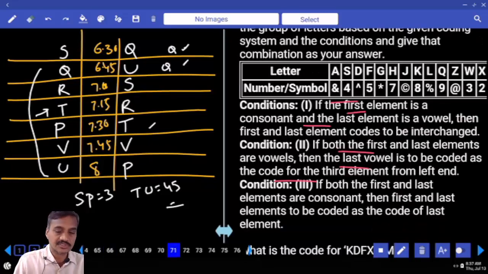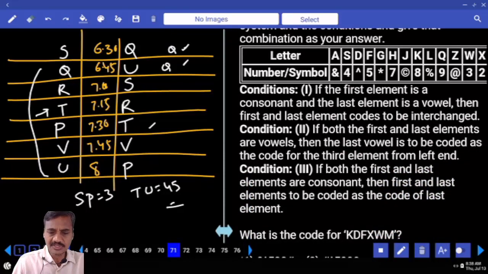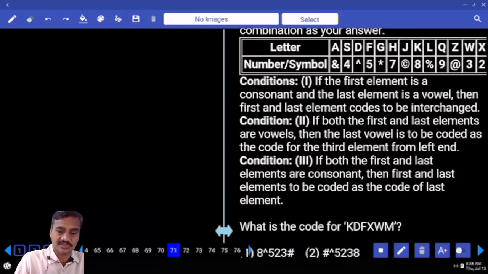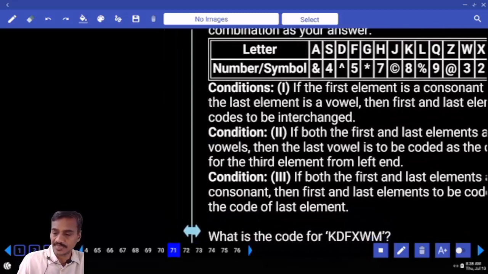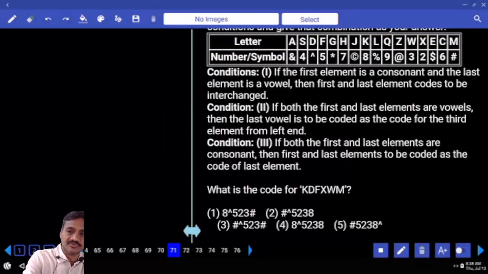Then the next one, 71 onwards. Now 71 to 74. Now these 4 come under which category? Coding and decoding, condition based. Now if you observe here, 3 conditions were given and all these 3 conditions are discussing only the first and the last element. Now first and the last elements, then coming to condition number 1. First is a consonant, last is a vowel. Consonant and a vowel. Then the first and the last elements are supposed to be interchanged.